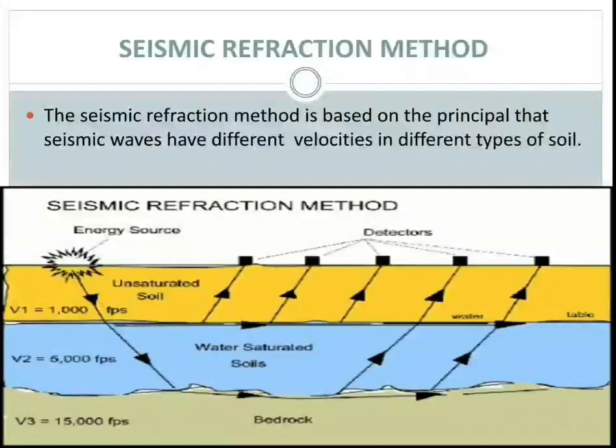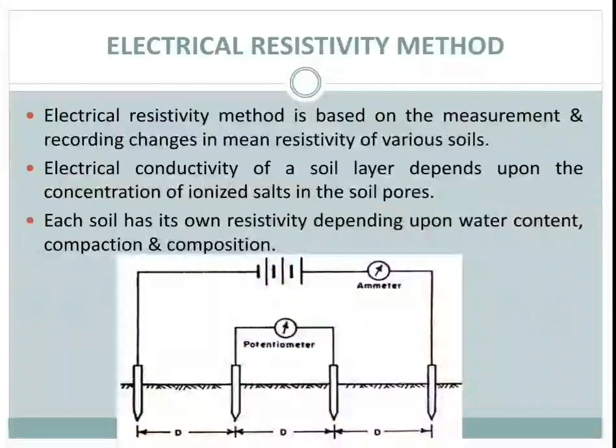Next, the electrical resistivity method is based on the fact that different soils have different electrical resistivity, water content, compaction and composition. Saturated soil has lower resistivity in comparison to loose dry soil or dry gravel. In this method, we need four metal spikes serving as electrodes, driven into the ground at equal distances in a straight line.